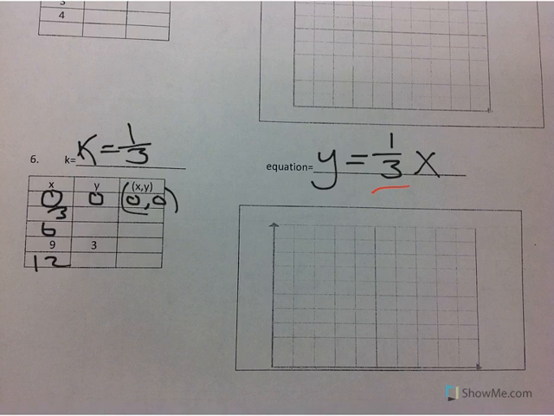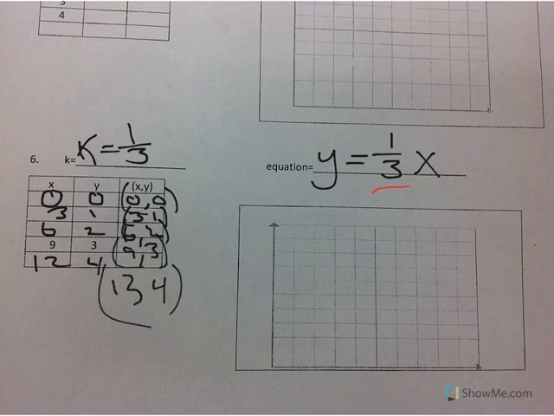So when I plug this in here, I notice that 1/3 times 3 is 1. 1/3 of 6 is 2. 1/3 of 12 is 4. So now that I got that, I know my ordered pair is going to be 3, 1, 6, 2, 9, 3, and 12, 4. So now I can start plotting my points here. I know the first one is 0, 0.